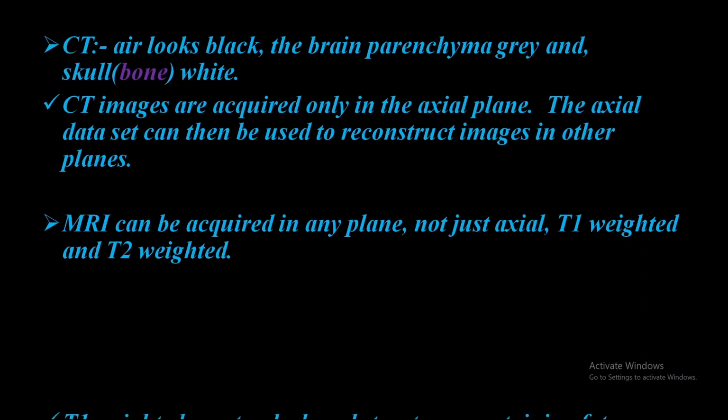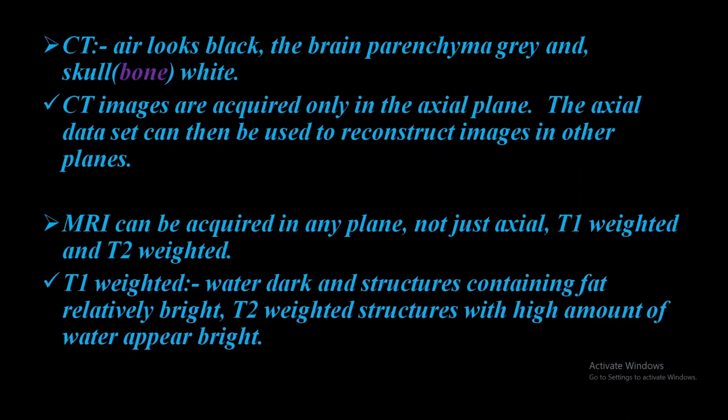T1 weighted and T2 weighted are the types of MRI. T1 weighted shows water as dark and structures containing fat relatively bright. T2 weighted shows structures with a high amount of water, and they appear white.